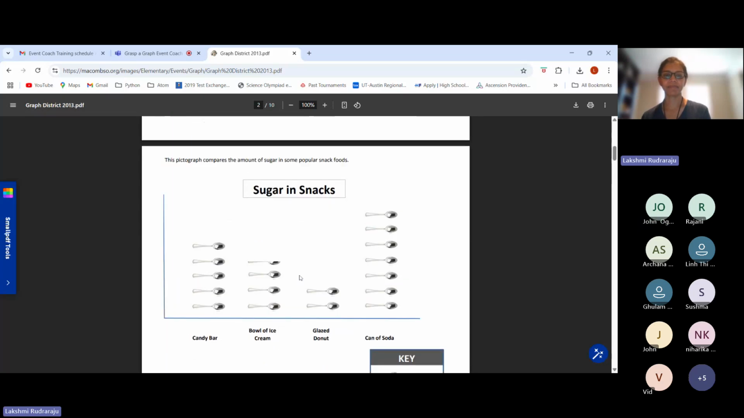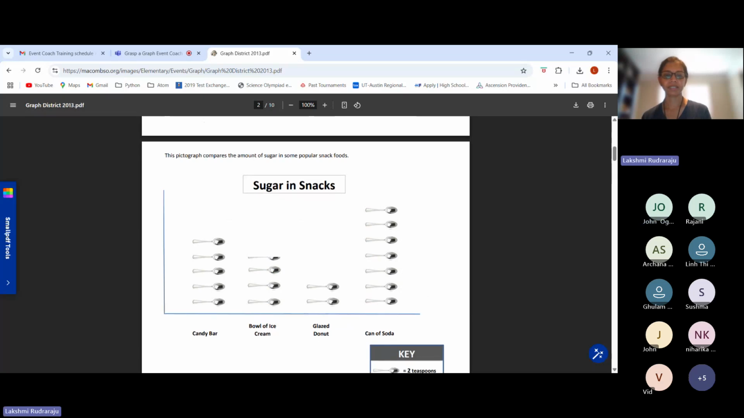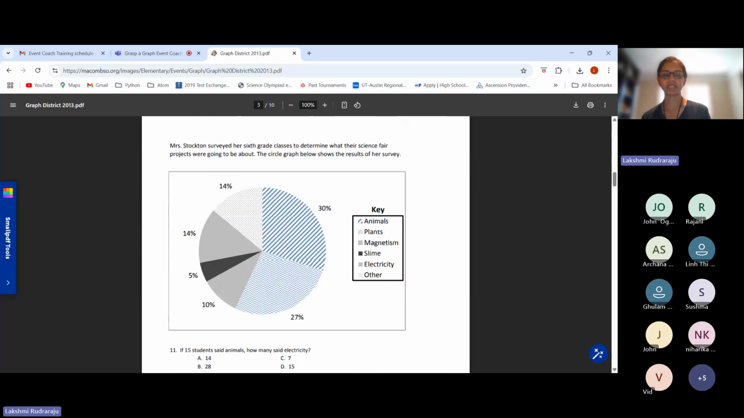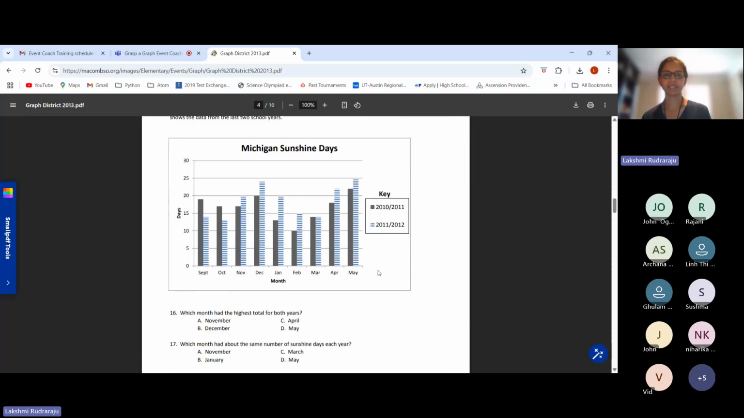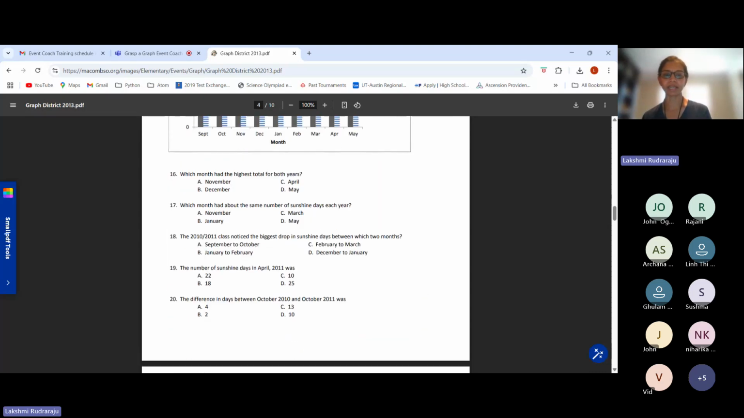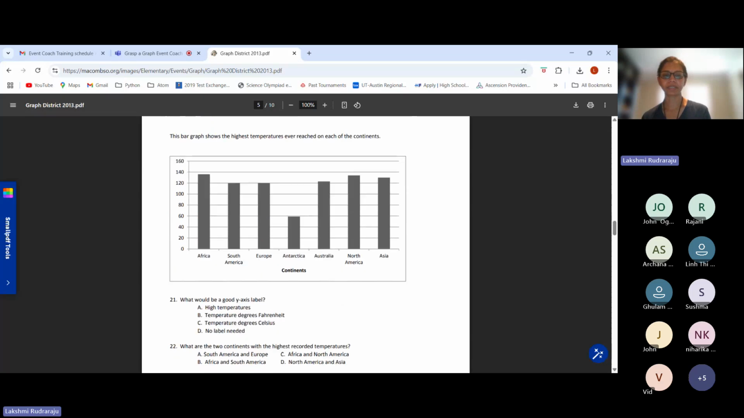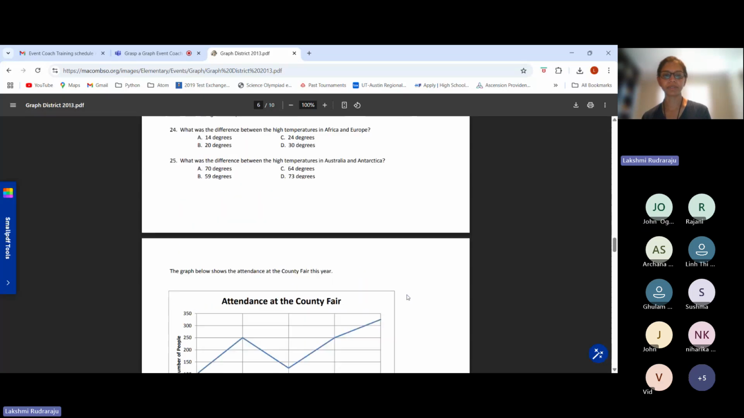This is a pictograph example, and there is a pie chart right here. And then there is a double bar graph, and there could be a double line graph. Here you have a single bar graph.